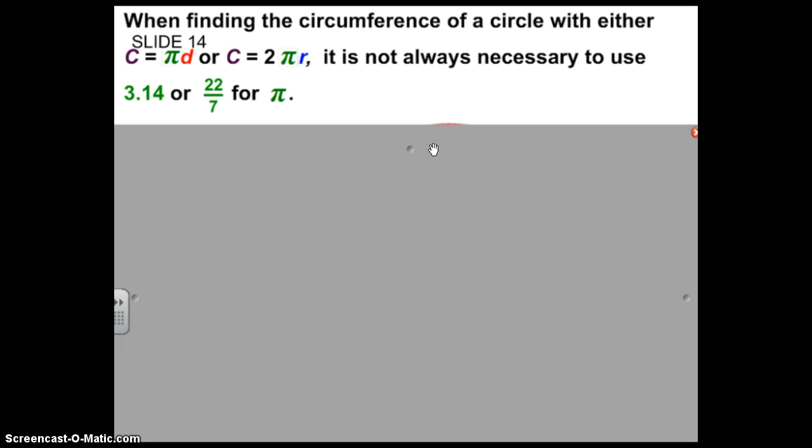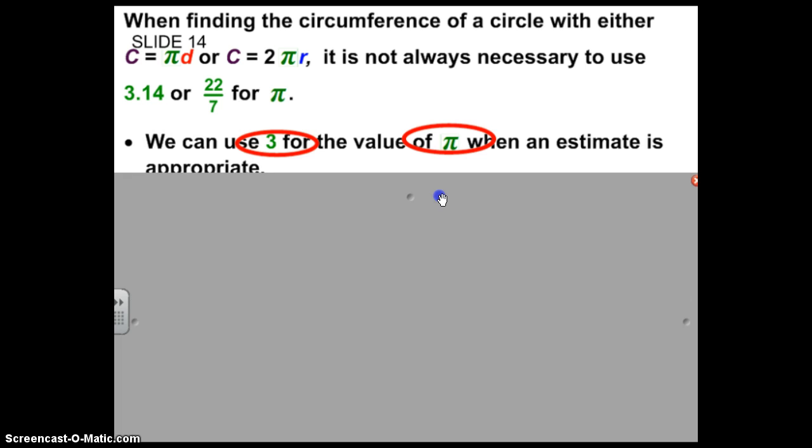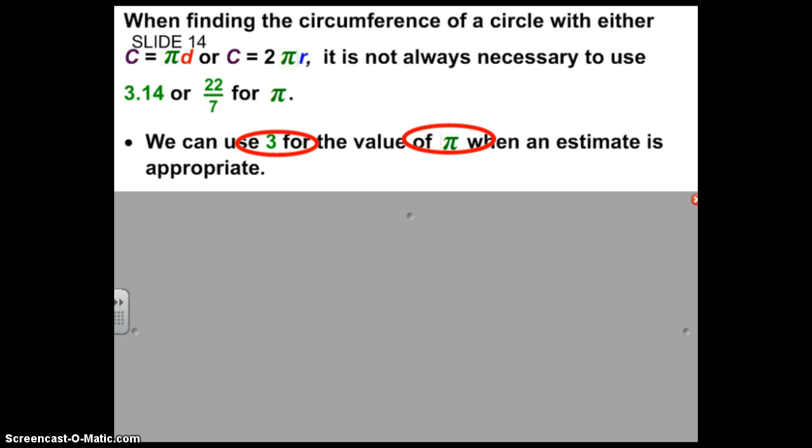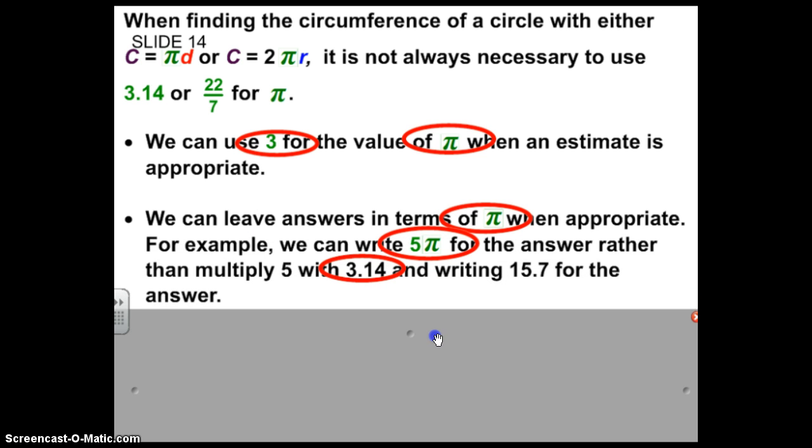When finding the circumference of a circle with either C is equal to pi d or C is equal to 2 pi r, it's not necessary to use 3.14 or 22/7 for pi. Sometimes we can just use 3 for pi when an estimate is appropriate. There are also times we can leave our answers in terms of pi when it's appropriate. For example, we can write 5 pi for the answer rather than multiplying 5 times 3.14 and getting 15.7. The nice thing is if we leave our answer in terms of pi, we don't have to worry about multiplying and moving our decimals.